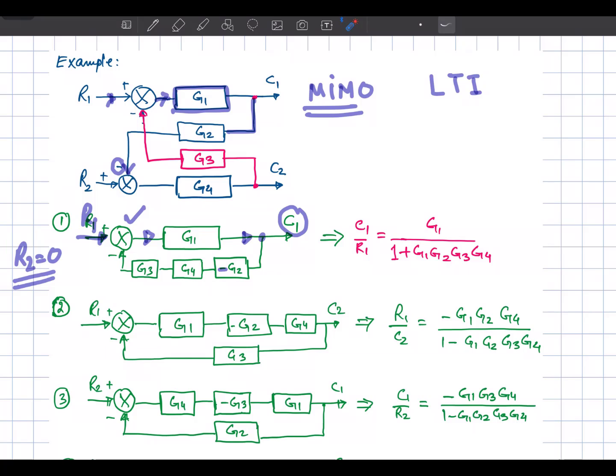So we can simplify this one. How to simplify this one? Here you can see all of these blocks are in series, so their net transfer function will be G3 G4 into G2 with the negative sign, and then it makes a feedback path.